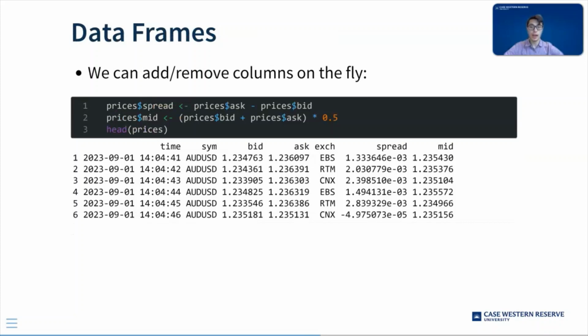In R, we can also add and remove columns on the fly by using the atomic operator, otherwise known as the $ sign. We can use the $ sign to select any column from a data frame by referencing the column name, such that when we want to select the ask column, we can do prices$ask. We can also do math on these columns, such as the example in line 1, where we subtract the prices column ask from the prices column bid. We can assign this to a new variable called spread.